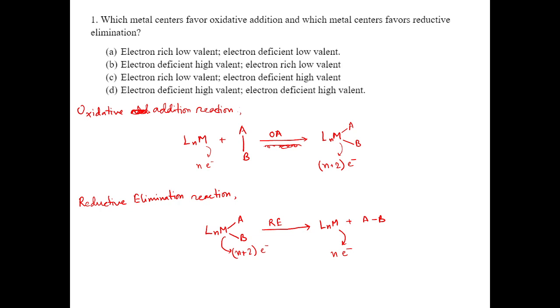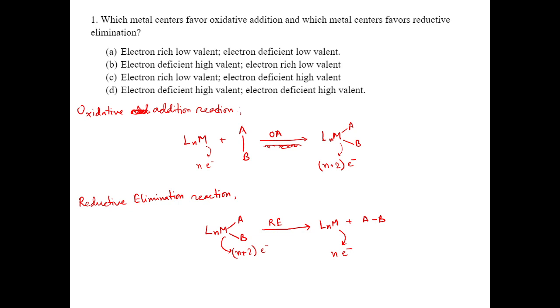So it cannot be a d0 type of state, right? Because after the oxidative addition reaction the oxidation state is increasing, so it cannot go beyond that. So the metal center has to be electron rich and low valent.